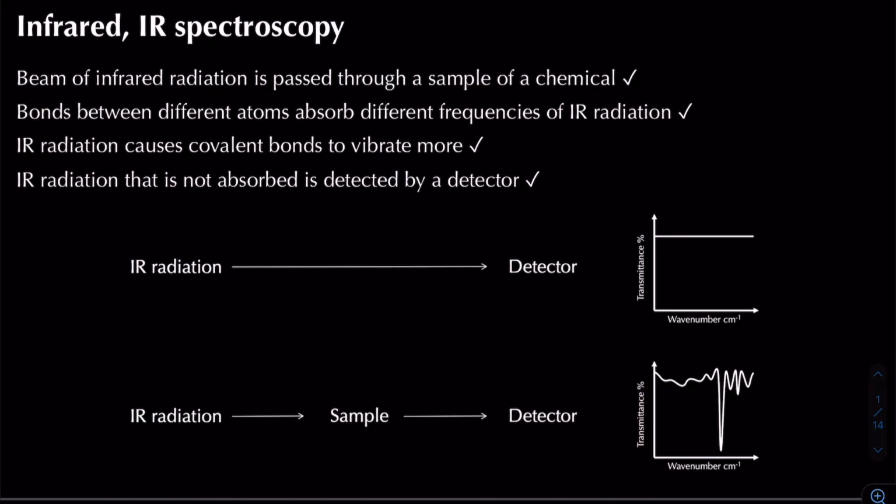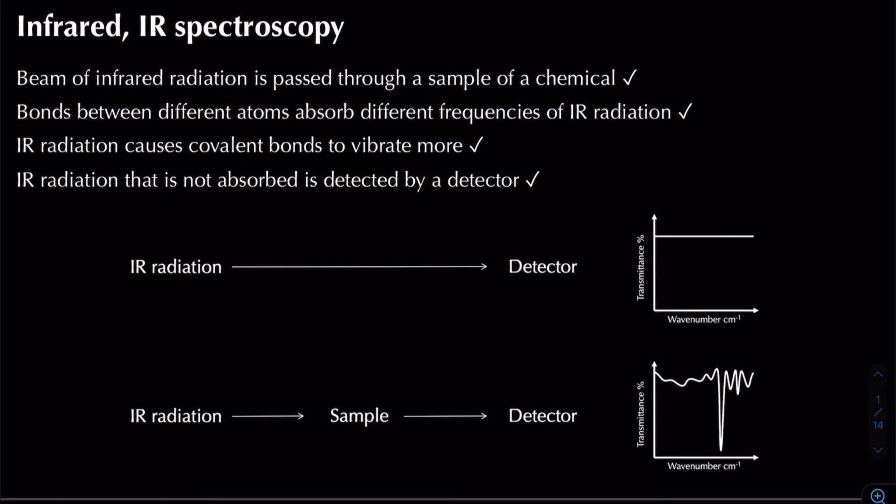And what happens is the bonds within our actual chemical between different atoms absorb different frequencies of infrared radiation. And so by doing this causes the covalent bonds within the molecule to vibrate more. Now, we don't need to know much about the vibrations in A-level chemistry for OCR A, but at degree level, what actually happens is the infrared radiation causes the covalent bonds to actually bend and stretch.